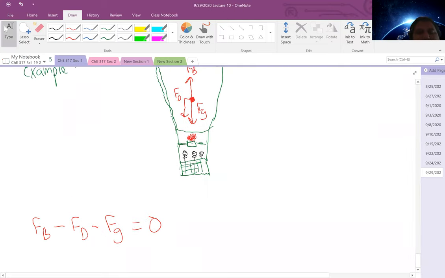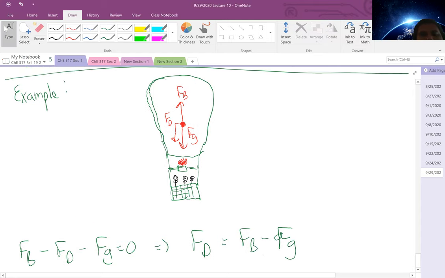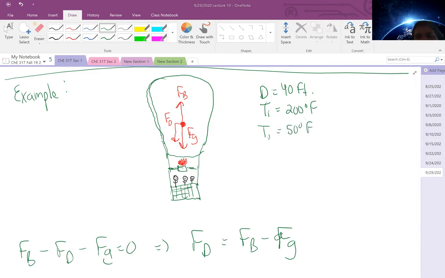which I can solve for my buoyant force and gravity based off of the information provided, that being, oh, here, I'll make this green. I stated that the diameter of the balloon is 40 feet. The temperature on the inside is 200 degrees F. The temperature on the outside is 50 degrees F. And the deflated mass is 500 pounds. And the drag coefficient as it flies was 0.6. It's a pretty reasonably sized balloon.